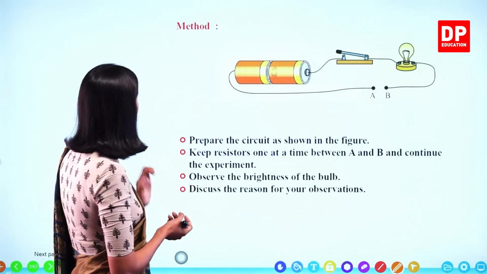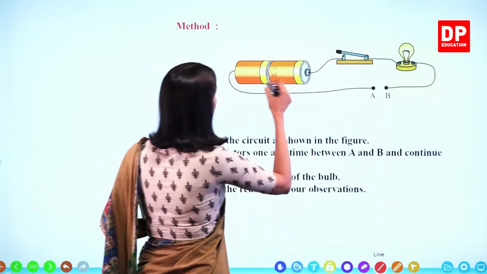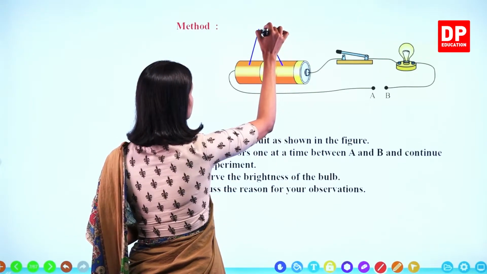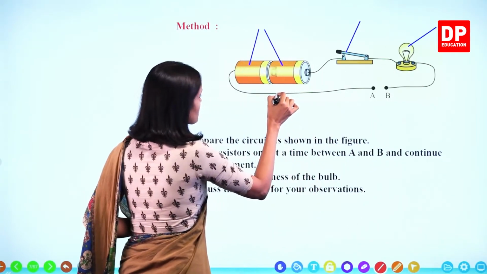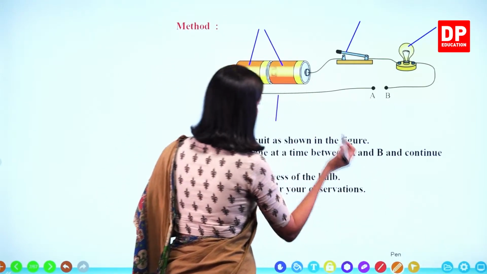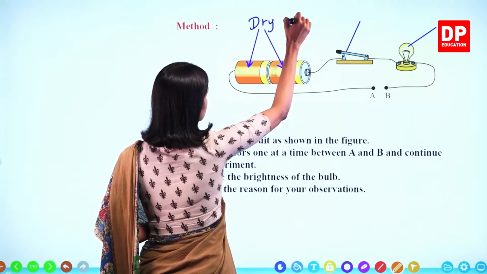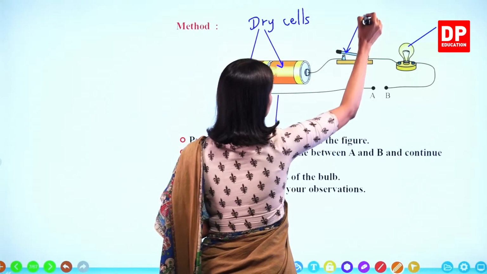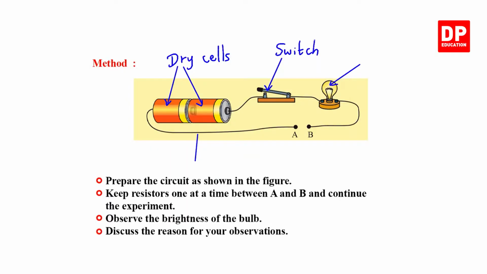How to do this activity? We have to prepare the circuit like this. Let's label this. Dry cells, switch, bulb, connective wire. These are the dry cells. Switch. This is a small bulb. And connective wire.